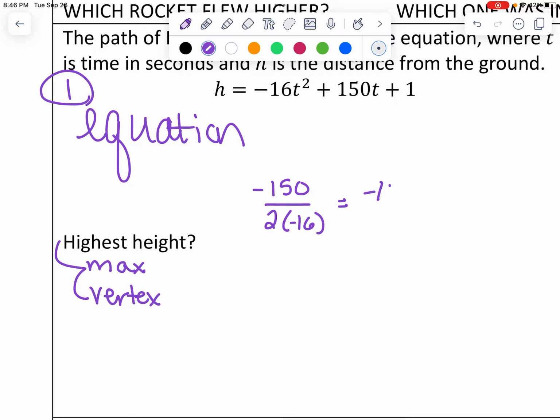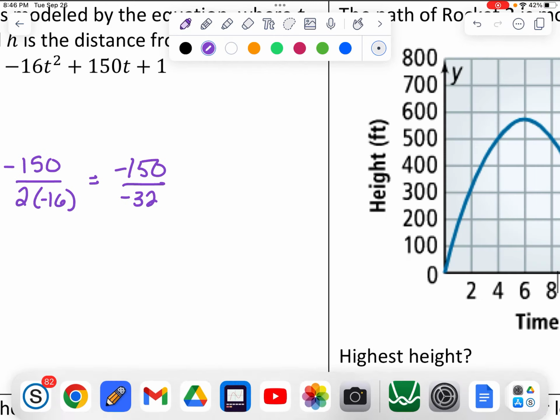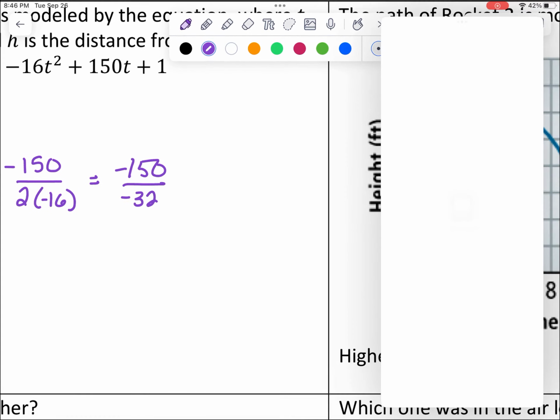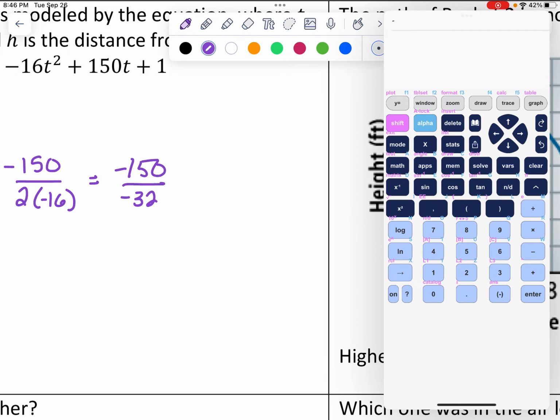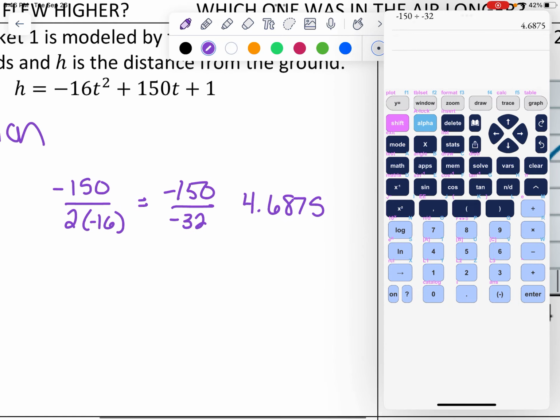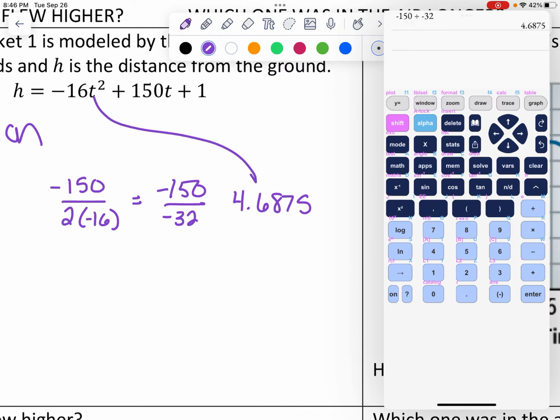which is opposite b, negative 150 over negative 32. Get out the handy dandy calculator. Negative 150 over negative 32. Okay, so 4.6875 is my x value, but in this case, it's not x, is it? In this case, what is x? t. So that must be in seconds. So this is the time. Now that's not the height, that's just when it happens.